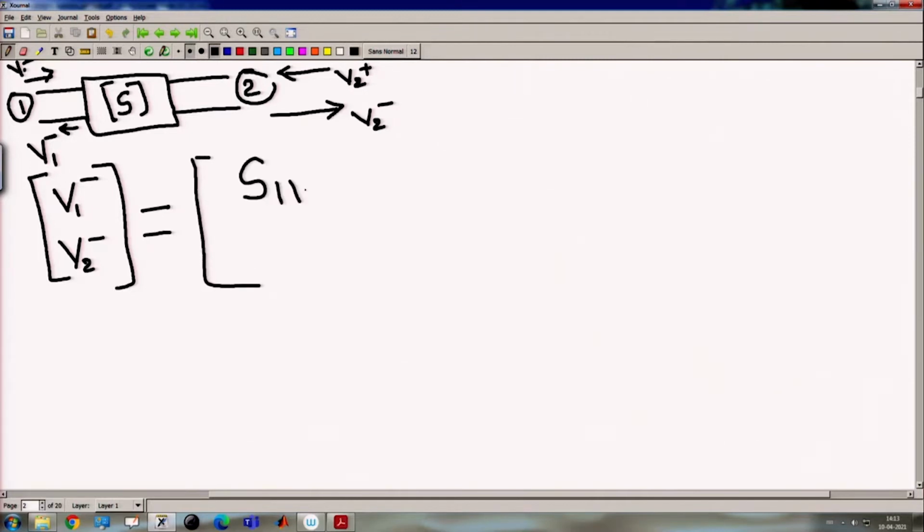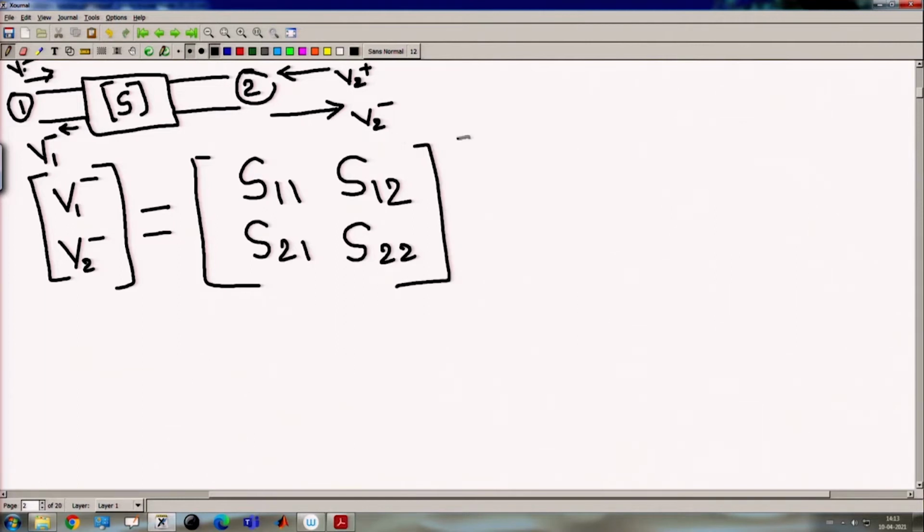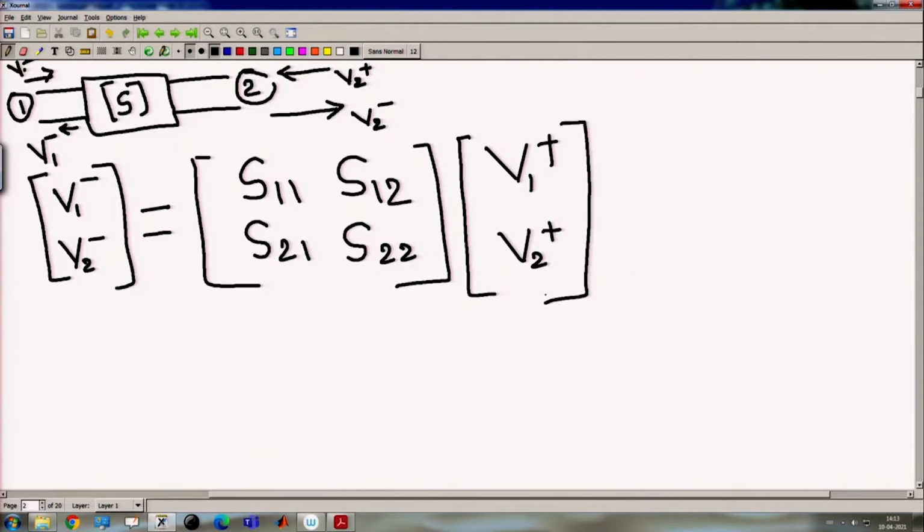the S parameter matrix S11, S12, S21, S22, into V1 plus, V2 plus. So, this is in matrix format, where the S parameter matrix is 2 cross 2 and the others are 2 cross 1.